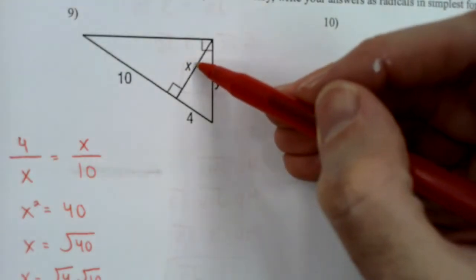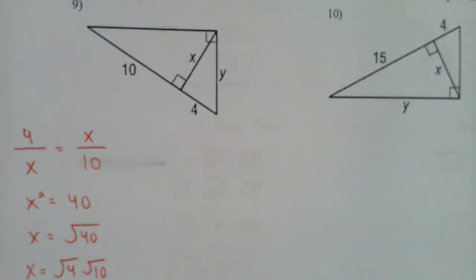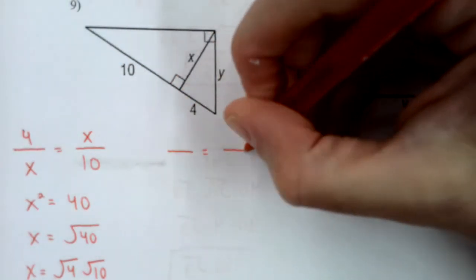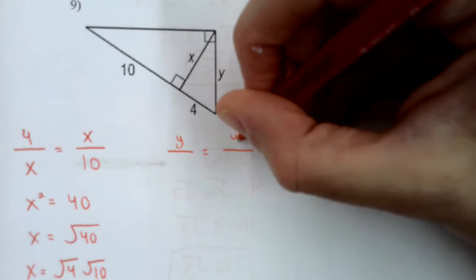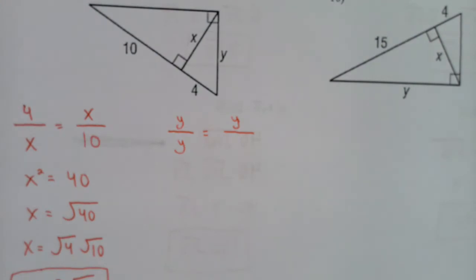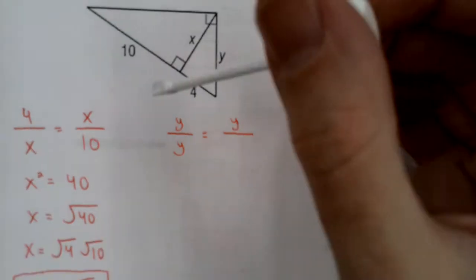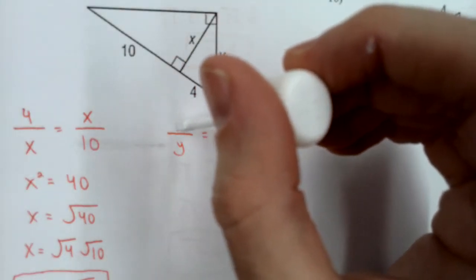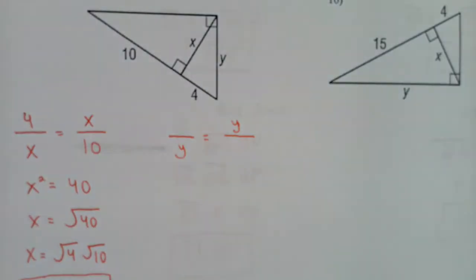Okay, so that problem people didn't have problems with, getting the altitude. The altitude, in this case x, is the geometric mean between 4 and 10. It's solving for the legs that gave people problems the other day. So the leg, in this case y, is the geometric mean between the portion of the hypotenuse that's adjacent to y and the entire hypotenuse. So after my whiteout dries, I'll do that.